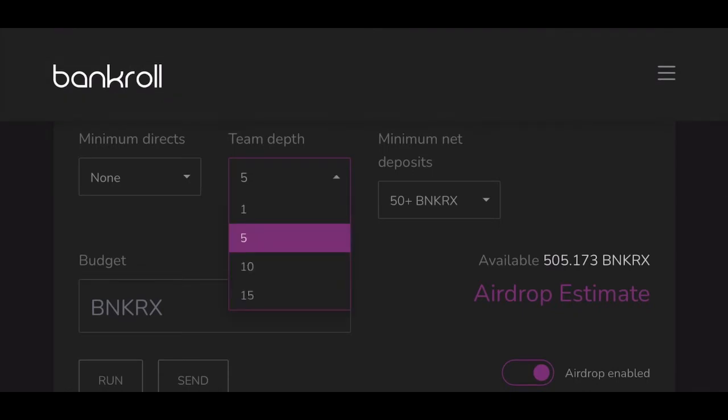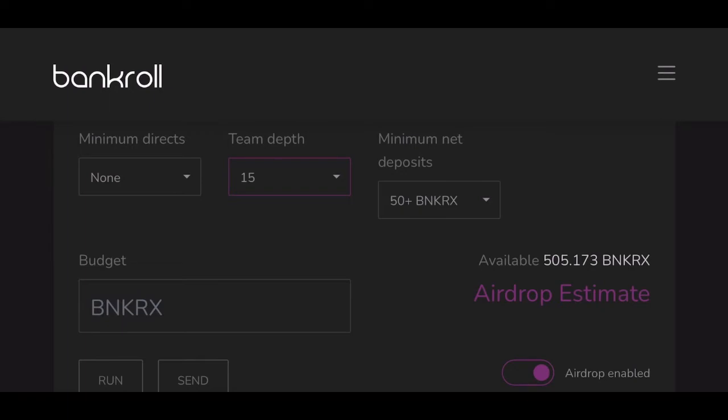If you go to 5 as your team depth, that basically means 5 levels down. So anyone that you've referred, and then if they've referred someone, and then they've referred someone, and so on, that chain is 5 down. So your team is 5 levels down, and all of those people will be eligible. You can go all the way down to 15 levels, which is the biggest network. So if you chose 15 depth, you would have a huge number of people eligible.